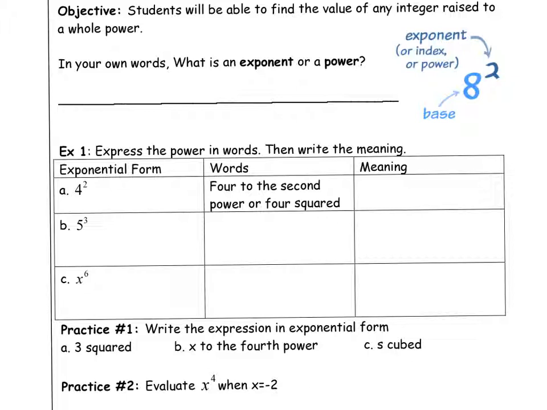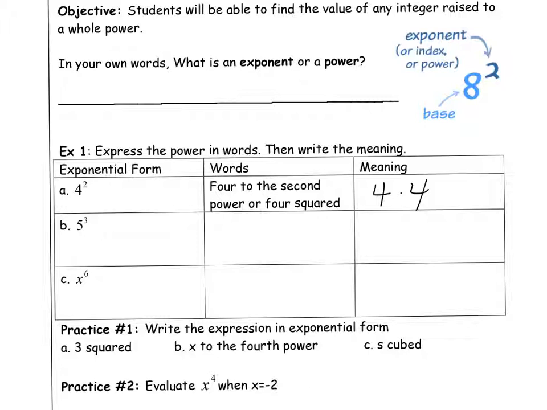Example 1, express the power in words, then write the meaning. Okay, so the first one we've already got written in words. 4 squared means 4 to the second power, or 4 squared. What is the meaning of that? Well, what I mean by meaning is, I want you to just write 4 times 4, because 4 squared equals 4 times 4.